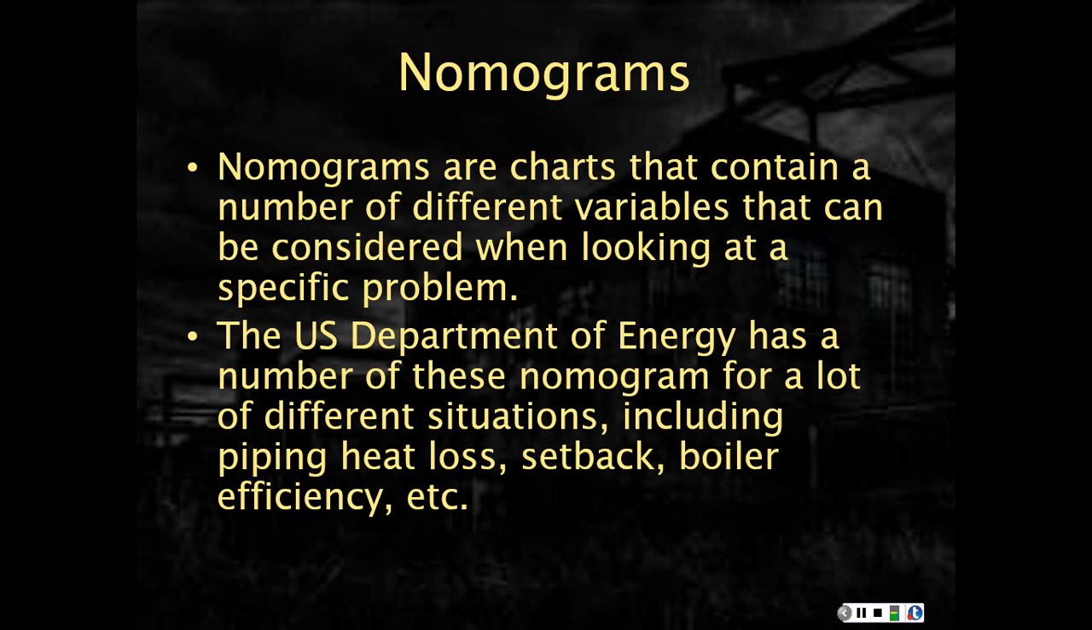The U.S. Department of Energy has a number of these nomograms for a lot of different situations, including piping heat loss, setback that we just did, boiler efficiency, etc. And again, all these quick methods are nothing more than screening methods to decide if more money should be applied to something prior to actually spending that time and money.